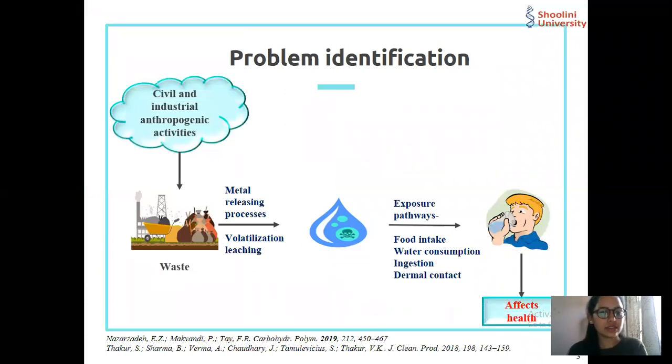Due to civil and industrial anthropogenic activities, a large amount of waste has been generated, which affects water resources through processes like volatilization and leaching. These toxic ions get exposed to the human system via a number of pathways, which include food intake, water consumption, ingestion, and lastly, dermal contact, which affects human health as well as aquatic life.